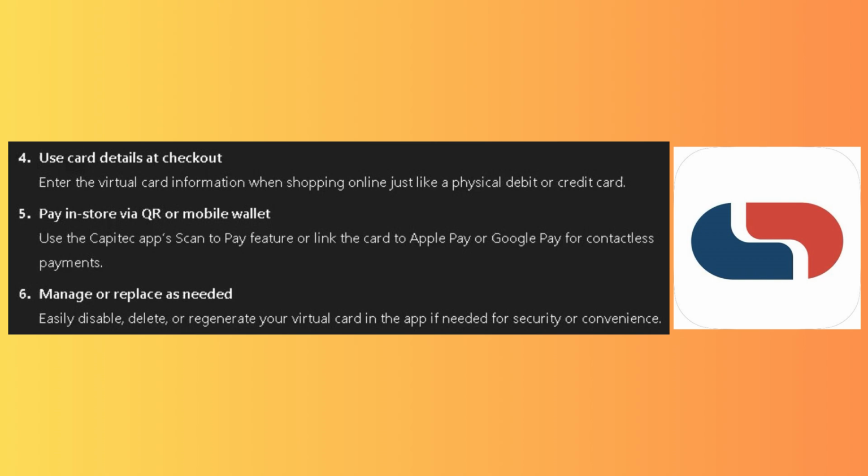Use card details at checkout. Enter the virtual card information when shopping online, just like a physical debit or credit card. Pay in store or via a QR code or mobile wallet. Use the Capitec app scan to pay feature, then link your card to Apple Pay or Google Pay for contactless payments. Manage or replace as needed.